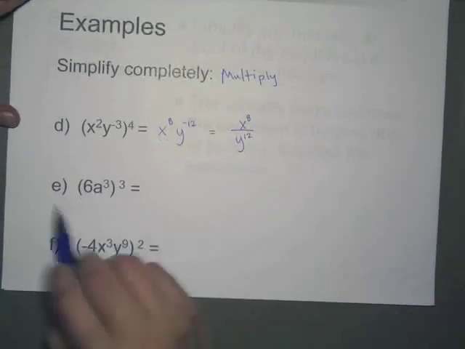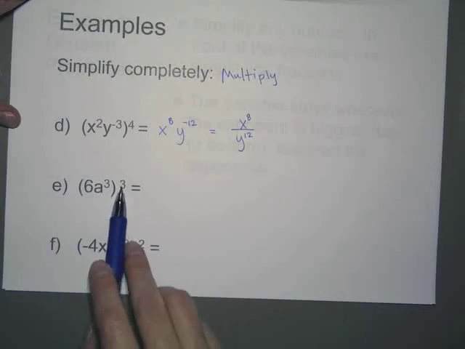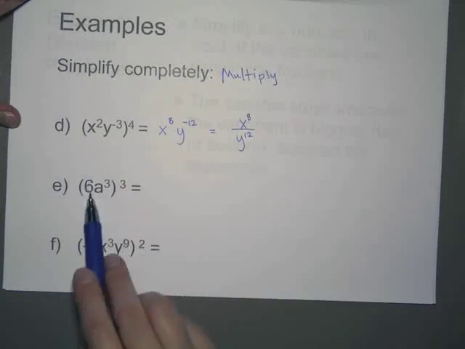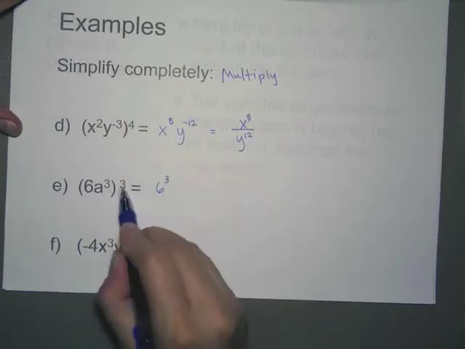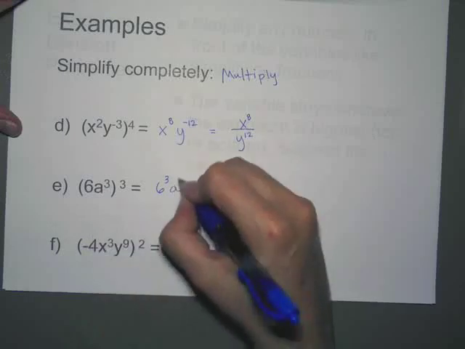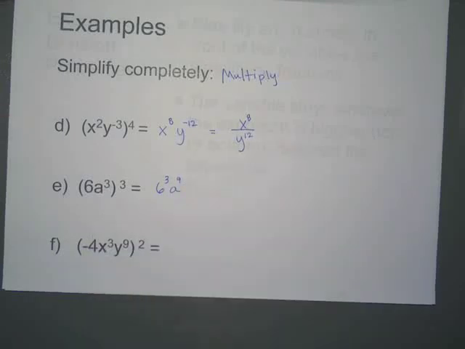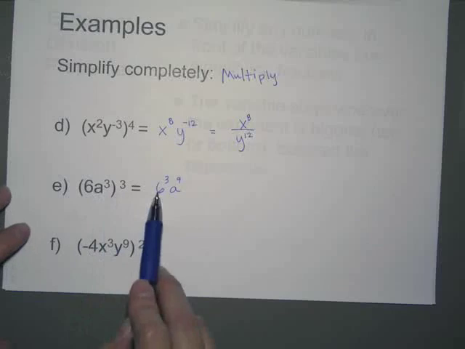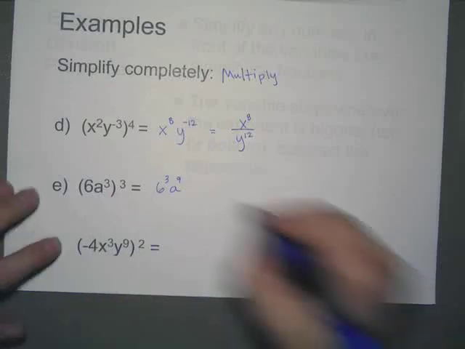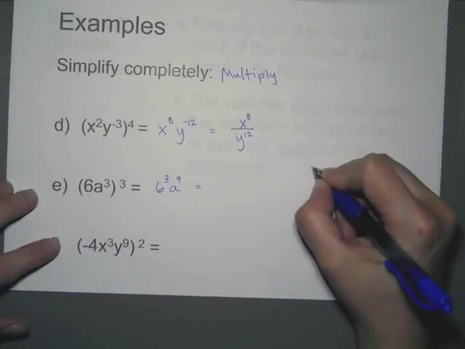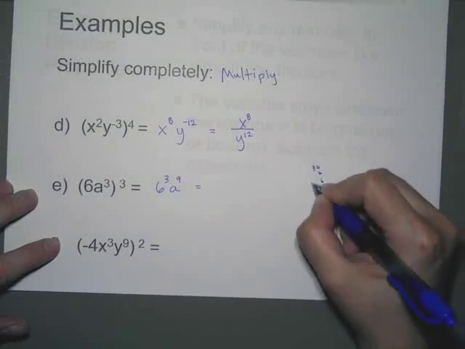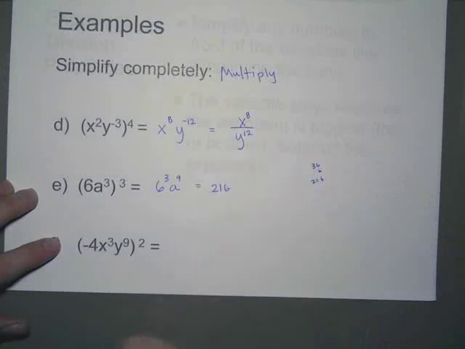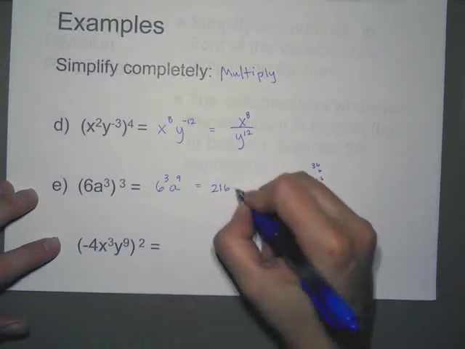All right, example E. Again, we're going to give this exponent outside the parentheses to each base. We're not going to forget to give that 3rd power to the 6 here. So this becomes 6 to the 3rd power, and we're going to multiply to get our exponent for the a to the 9th power. Okay, we can simplify once again by finding out what 6 to the 3rd power is. I'm going to have to do that in my head here real quick. I know 6 squared is 36 times another 6 is going to be 216. You could just type that in a calculator. 216 a to the 9th power.